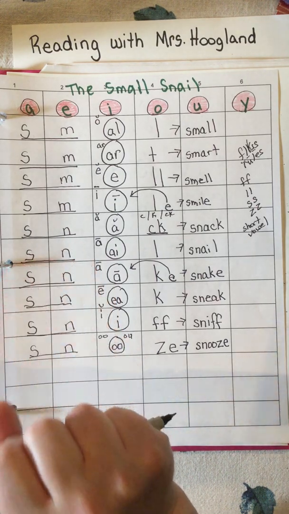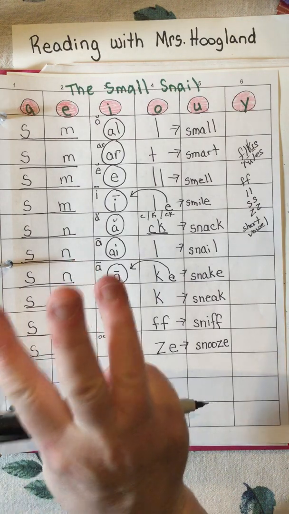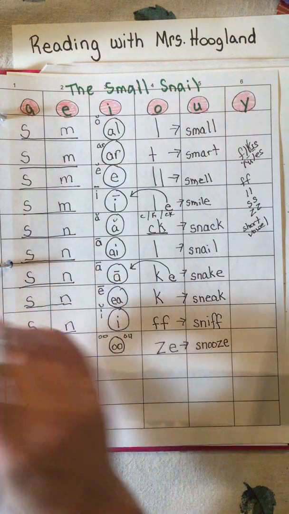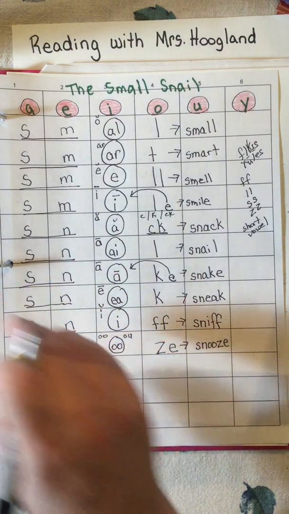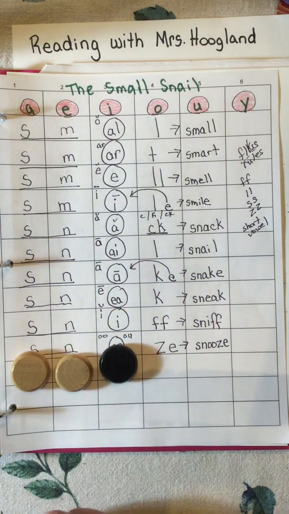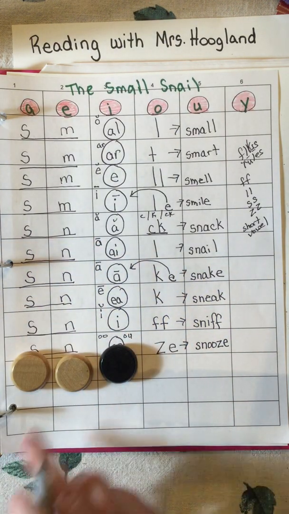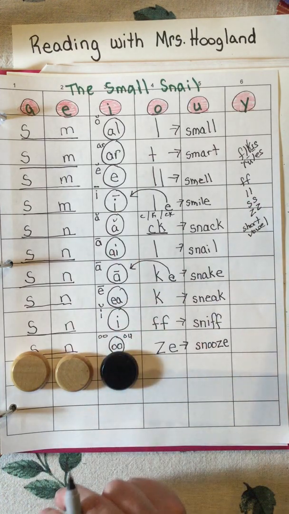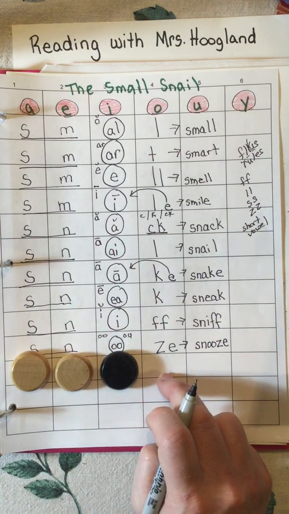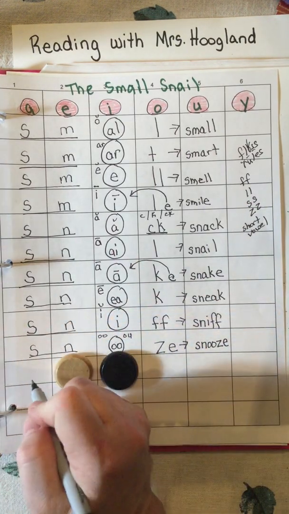Or. One more time. Or. How many sounds? 3. Or. Well, that's odd. That's different than the rest of them, isn't it? There's nothing in this final box over here. Let's see.